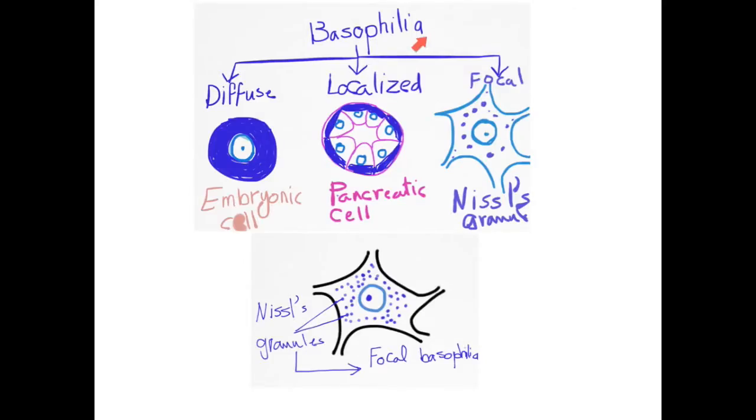As we all know, basophilia is of three types. Diffuse, where there is a diffuse basophilia, and this is in the embryonic cell, which is very active in protein synthesis. Localized basophilia, which can be seen in the base of the cells forming the pancreatic acinus. And focal, like this in the nerve cell, where these foci are the Nissl granules or the ribosomes and polyribosomes. So these are the ribosomes or polyribosomes that can be seen in the cell body as well as in the dendrites of the nerve cell.